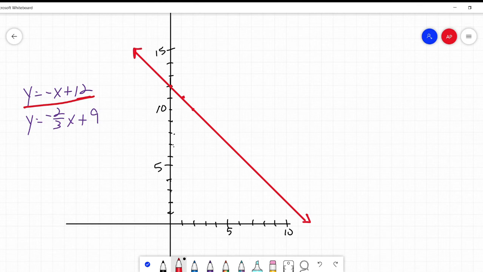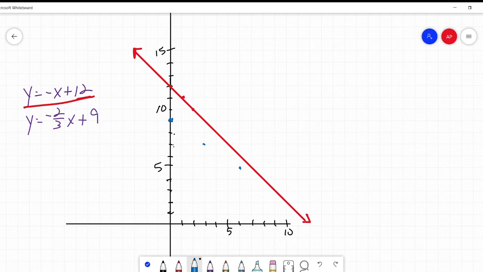I tried to get that as dead on as I could, on the actual grid mark itself and not my inaccurate dots. Our next one, negative 2/3 x plus 9, okay? So this is what I'm going to do in blue. There's my plus 9. Now negative 2/3 x means I go down 2 to the right 3, down 2 to the right 3, down 2 to the right 3.